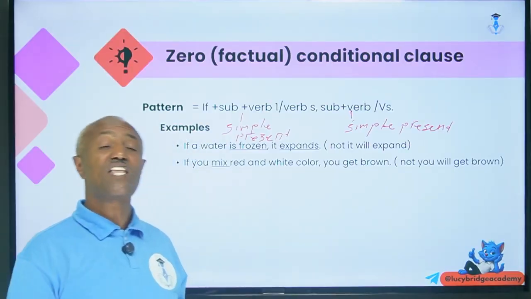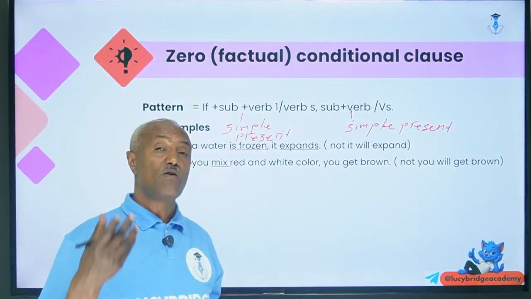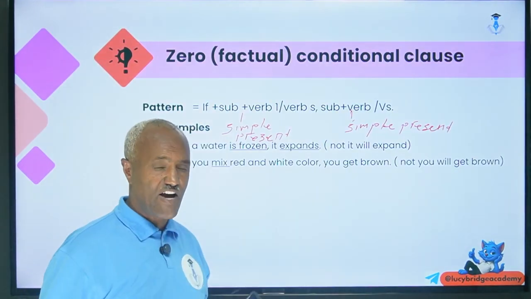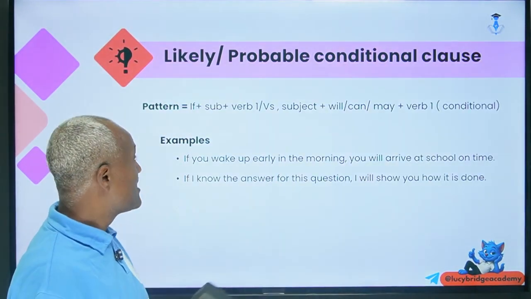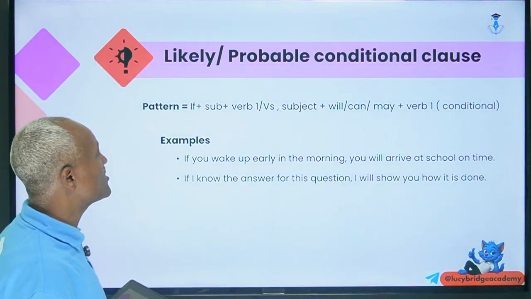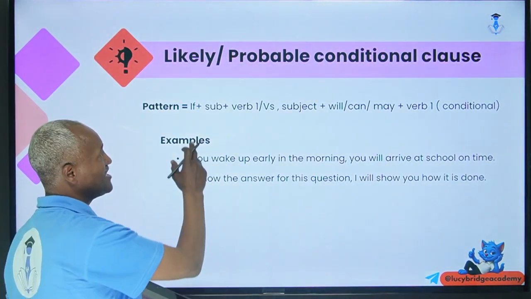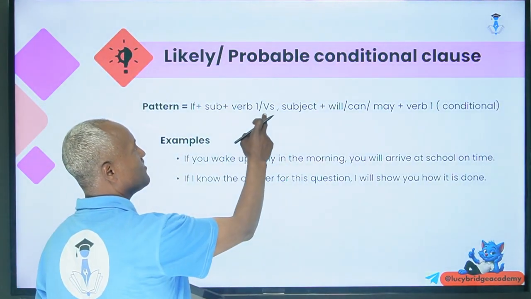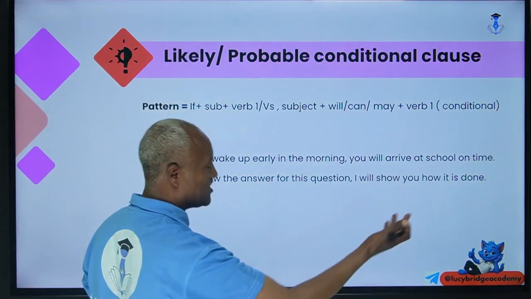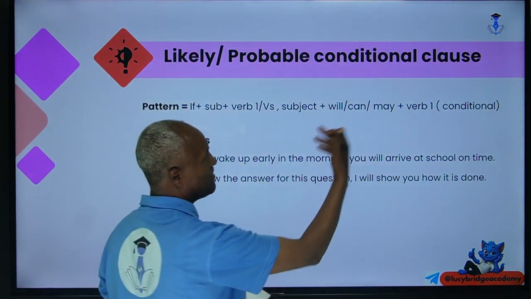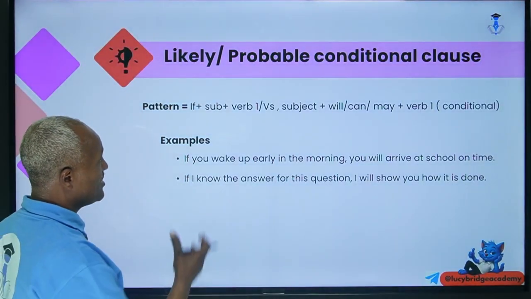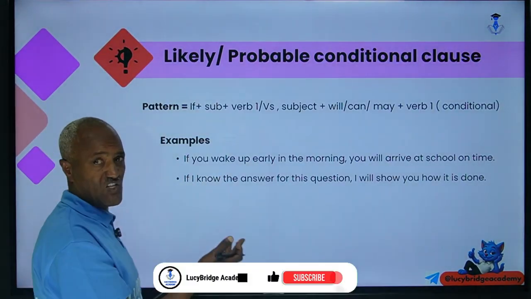When you intend to state facts and truths with an if clause, we use what we call the factual conditional clause. Then the next one is the likely, or else probable, conditional clause. Again, it has its own pattern. That is if plus subject plus verb 1 or verb s. Then the next one is subject plus will, or sometimes as an option, can or may, plus verb 1. Therefore, using this pattern, for instance, we can make a sentence like this.